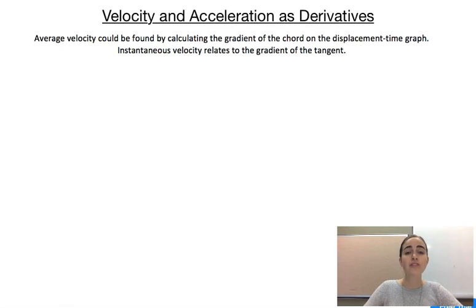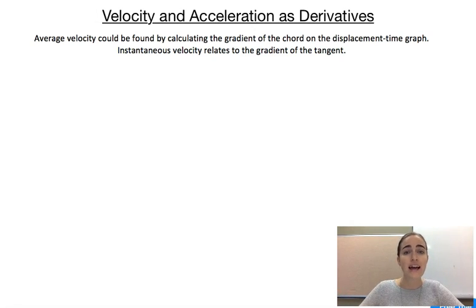In this video, I want to have a look at velocity and acceleration as derivatives. So in our earlier video, we had a look at average velocity and average speed. Average velocity we found by calculating the gradient of the chord on a displacement time graph. But instead of looking at the average velocity, we want to be able to find an instantaneous velocity. So the velocity of a particle at a specific point, not the average over a particular region.